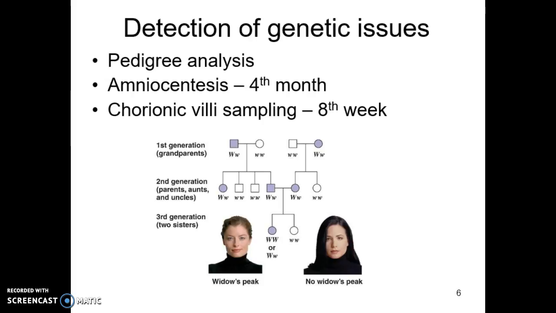Start looking at just general things, eye color, hair color, height, blood type, widow's peak, non-widow's peak, etc. And you can start filling in the circles or the squares. Circles represent females, squares for males, just to get a feel for how the genetics work in your family.